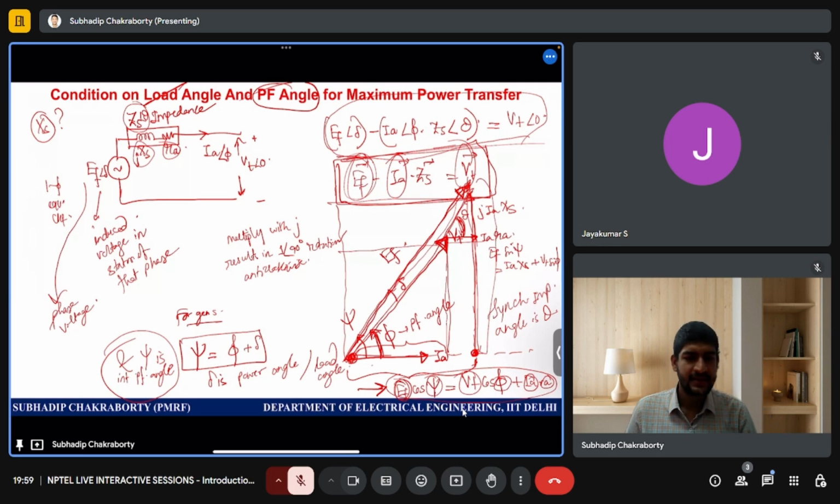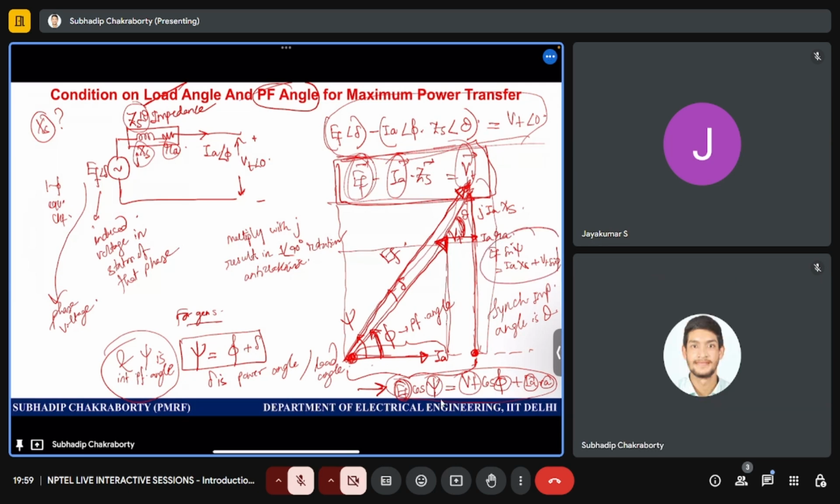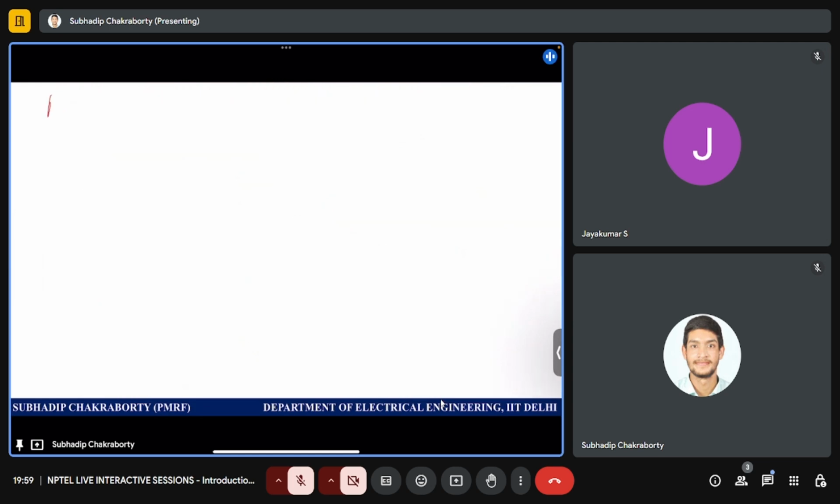Agreed, right? Simple. So if this is equation 1 and this is equation 2, you add them by squaring: equation 1 squared plus equation 2 squared.